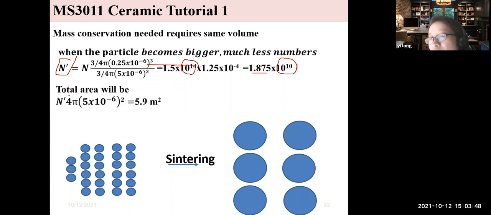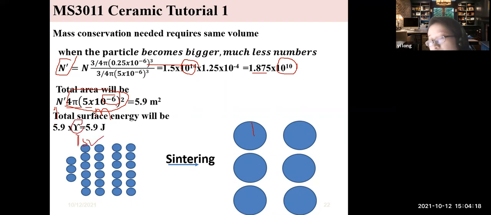Okay, so total area will be n prime times 4 pi times R2 squared, where R2 is 2 times 10 power minus 6, because this is in microns and we change to meters. This is the area of one particle times the number, and you will get 5.9. Then we times gamma, which is gamma SV, so it's roughly 5.9.